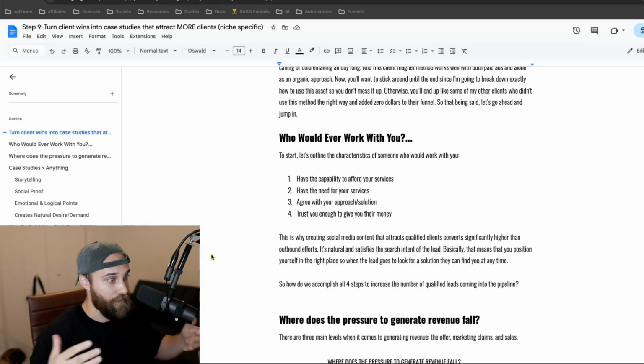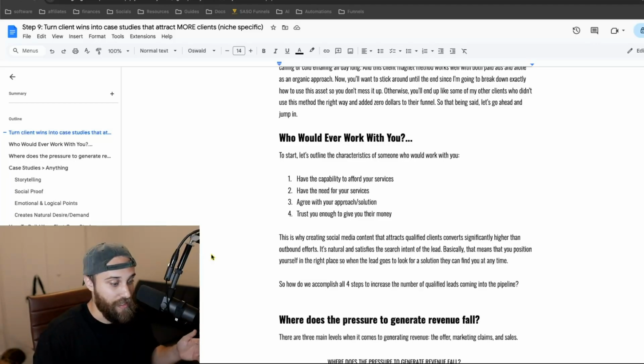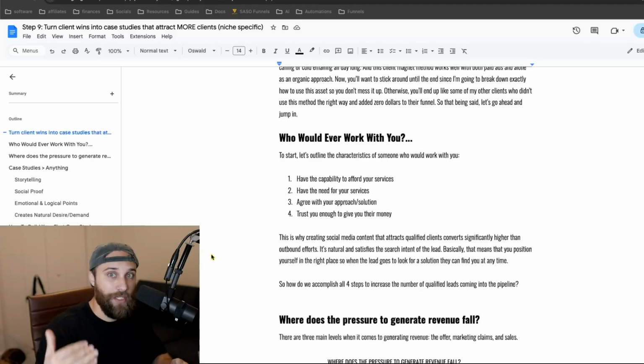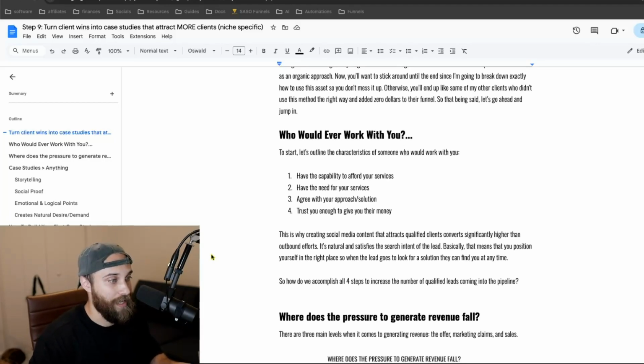Remember, this is an online money game. This is like Scam City. You have to be trustworthy and you have to be a person of your word. This is why creating social media content that attracts qualified clients converts significantly higher than outbound efforts. It's natural and it satisfies the search intent of the lead. Basically, that means that you position yourself in the right place so when the lead goes to look for a solution, they can find you at any time.